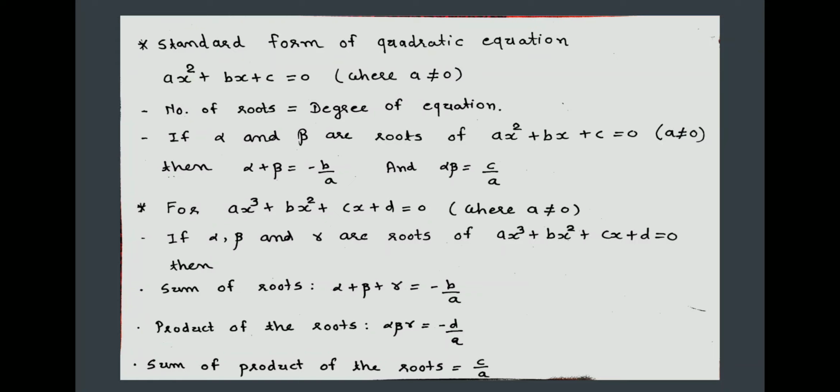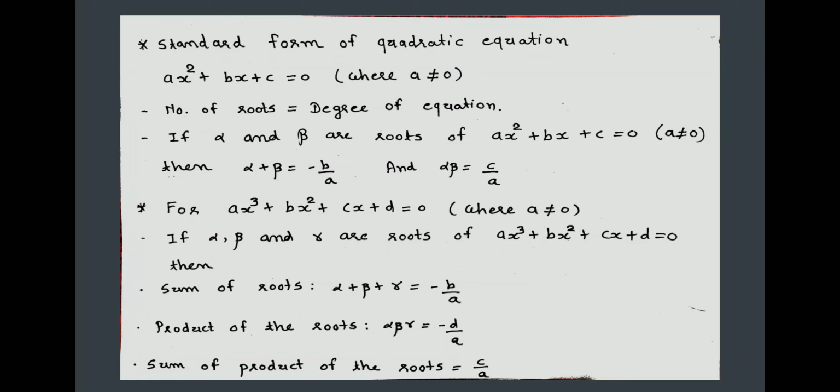For a cubic equation, ax³ + bx² + cx + d = 0, where a is not equal to 0 and the number of roots is equal to the degree of the equation, therefore there are three roots. If alpha, beta and gamma are roots of ax³ + bx² + cx + d = 0, then the sum of the roots, alpha + beta + gamma, is equal to -b/a. The product of the roots, alpha beta gamma, is equal to -d/a, and the sum of products of the roots, alpha beta + beta gamma + alpha gamma, is equal to c/a.